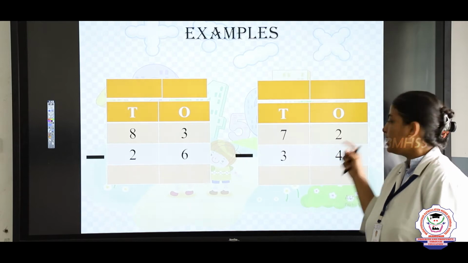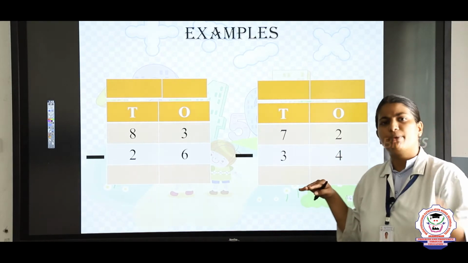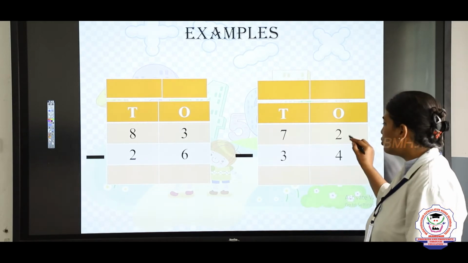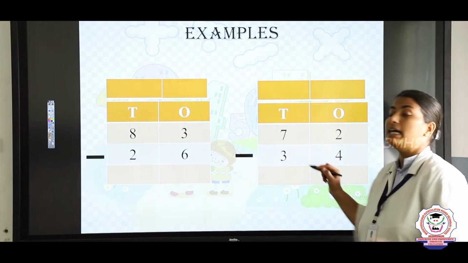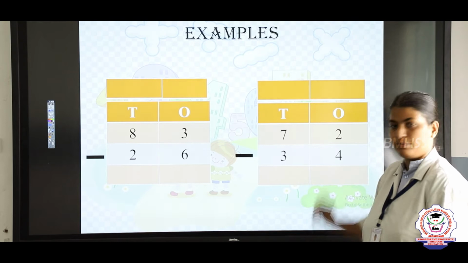The numbers in ones place are 2 and 4. Okay. Can you subtract 4 from 2? No, it is not possible. Why? Because 2 is smaller than 4. In this case, you have to borrow. You have to borrow from tens place.